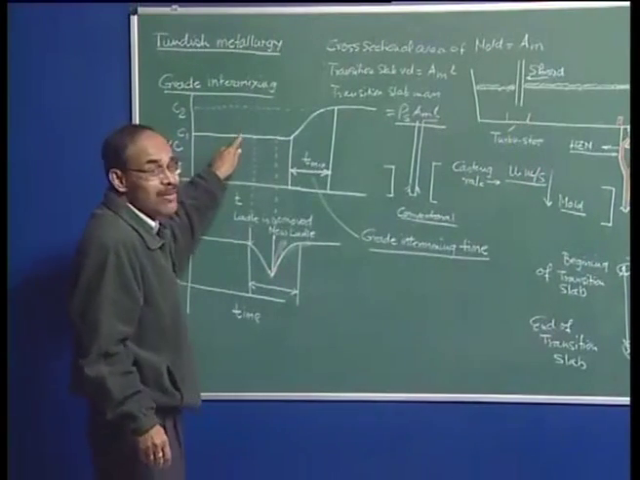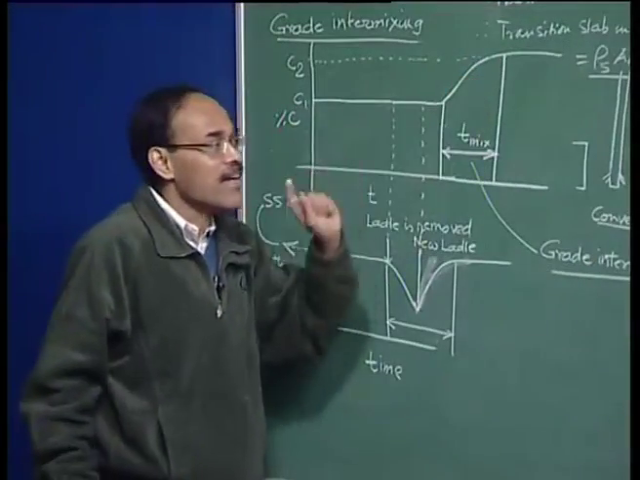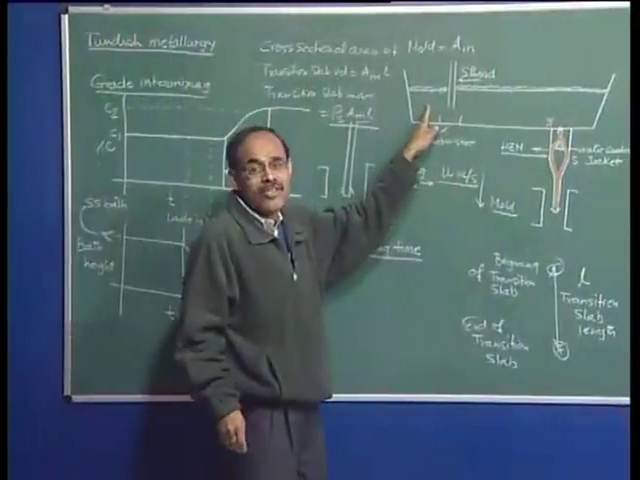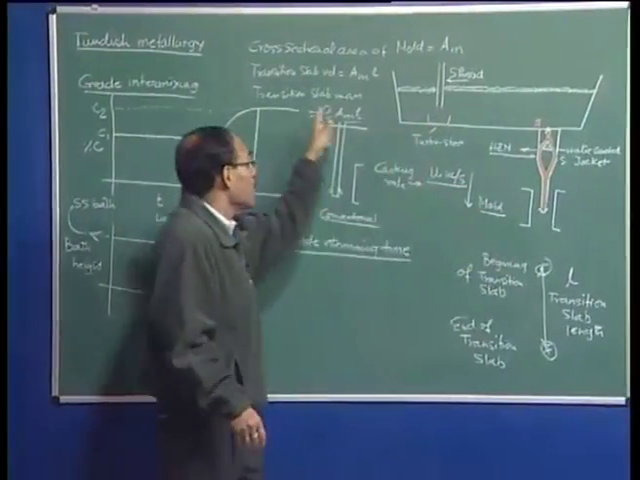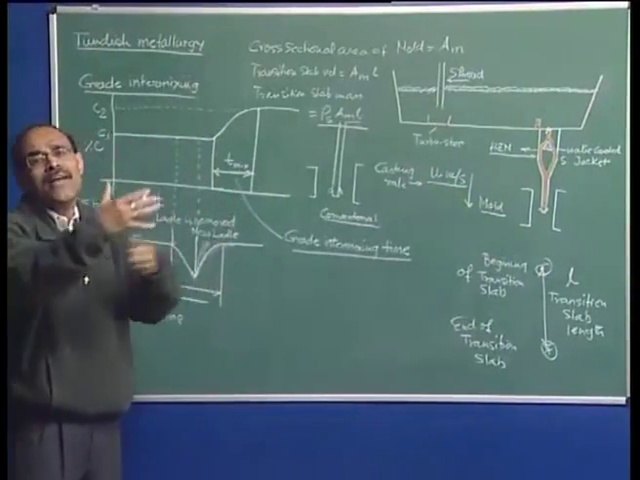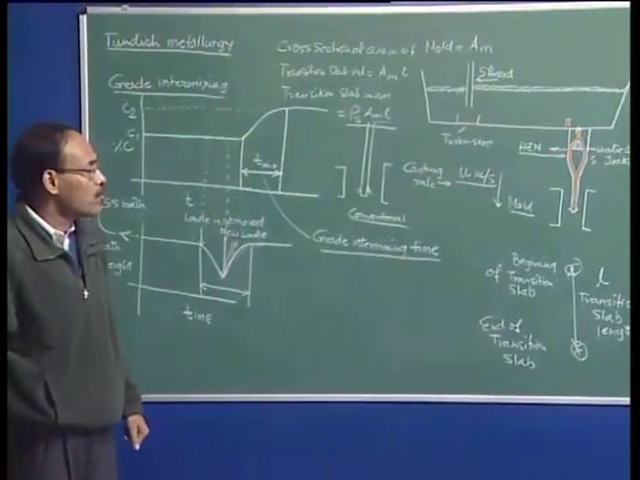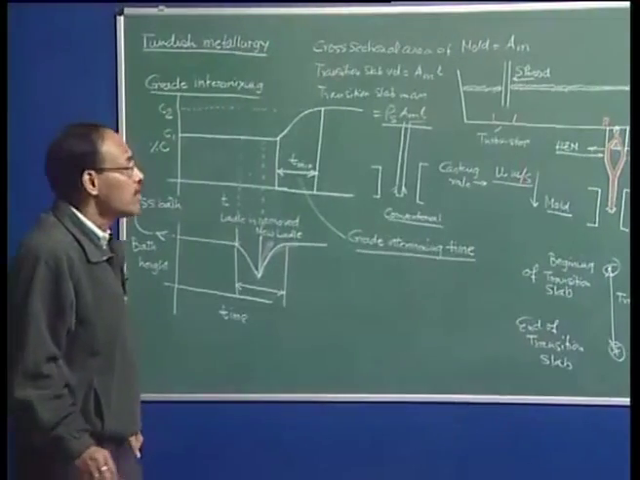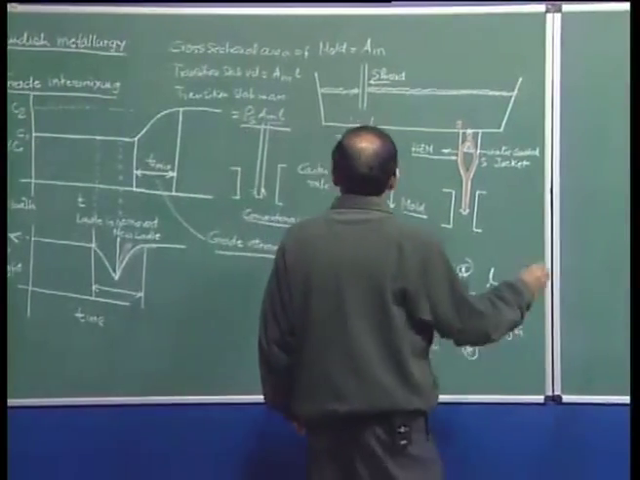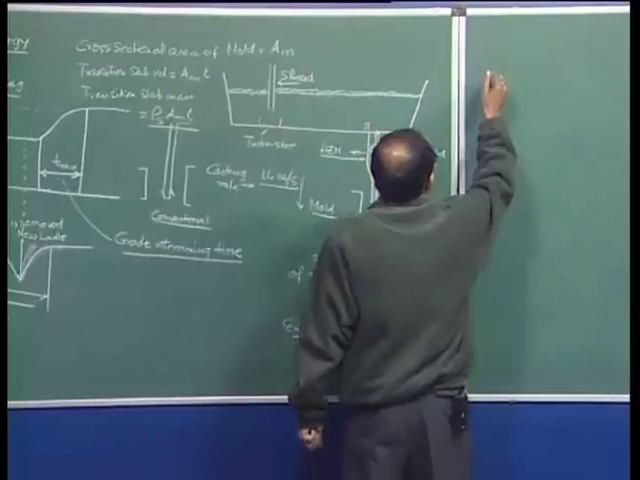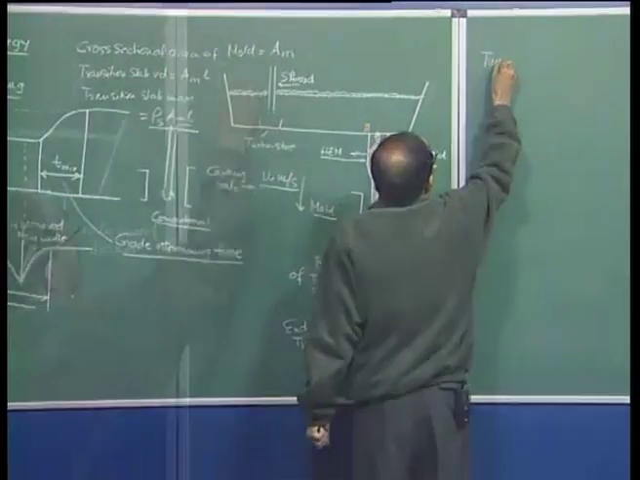By mathematical and physical modeling, it is possible to generate this curve corresponding to a specific tundish operation, and thereby we can make predictions and optimize the process such that the transition slab volume is going to be minimum.